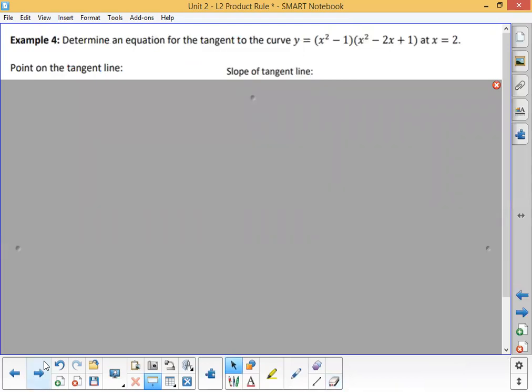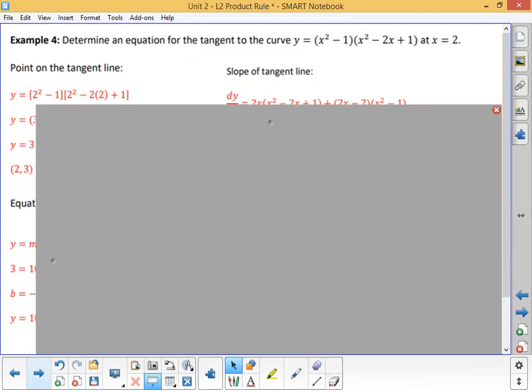Okay, determine an equation for the tangent to the curve. So this is exactly what we did last time, except now we're not applying the power rule, we're applying the product rule. So I just want to show you how the methodology or the steps are still the same. First, we're figuring out the point on the tangent line. So we're taking x is equal to 2, right? I'm plugging it straight into the original equation. The original equation, not the derivative.